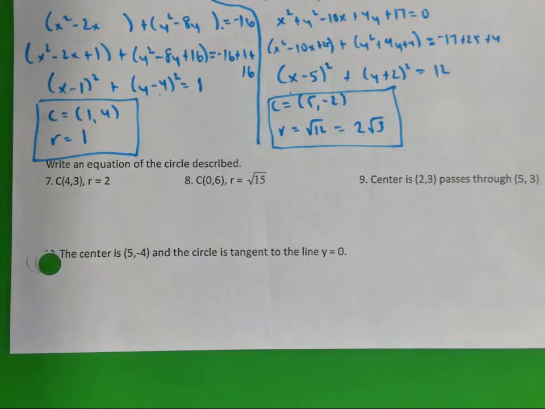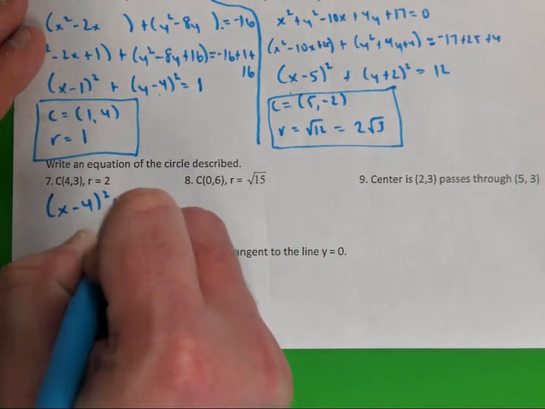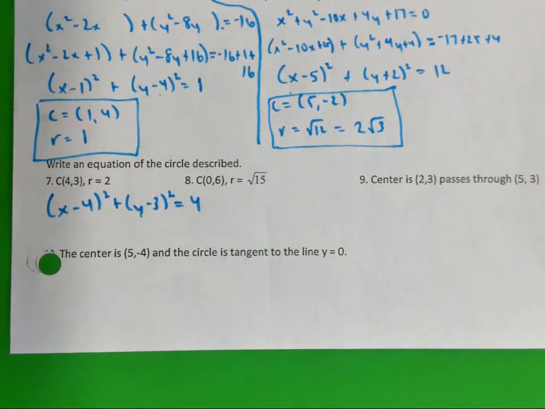Now remember, you're going backwards. If I see a positive 4, 3 here, what's going to be in that parentheses? Negative 4. You say, Mr. Chase, what if I forget those little squares? I'm going to mark it wrong because it's got to be in that format. So (x minus 4) squared plus (y minus 3) squared equals 4. I squared the radius to get 4.